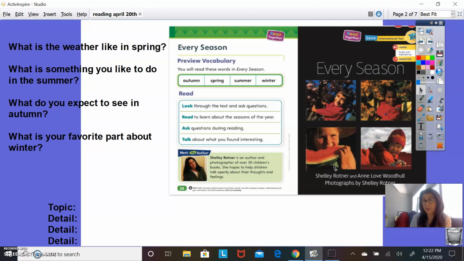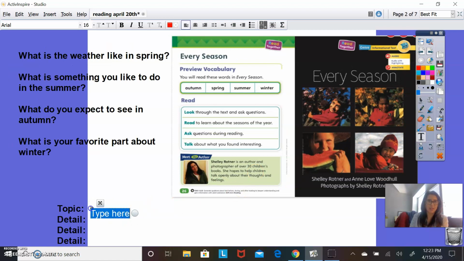We can make it a prediction. Remember, when we make predictions, it's a smart guess. We use the pictures, the words, and the text to make a smart guess. And I bet you guys are probably saying this book is probably mostly going to talk about seasons. And you're right. So over here, I'm going to go ahead and write that the topic is seasons.